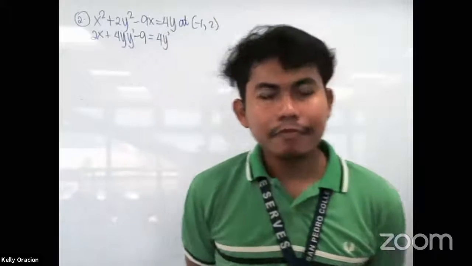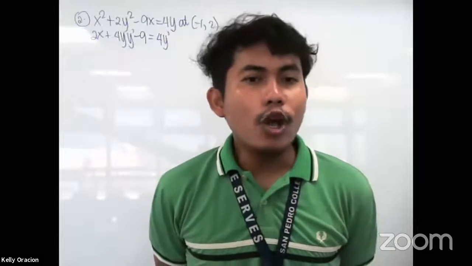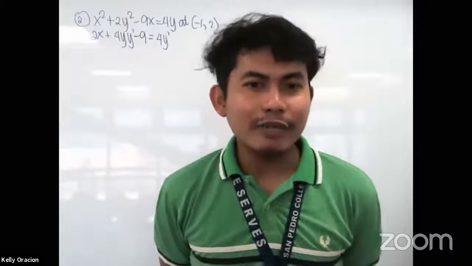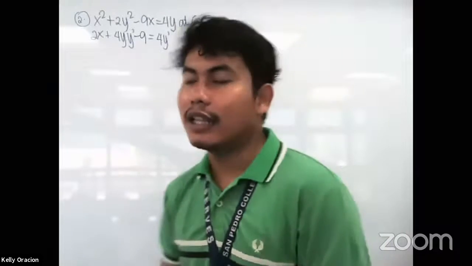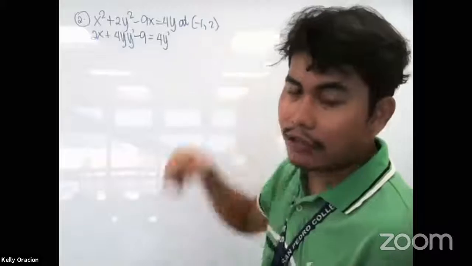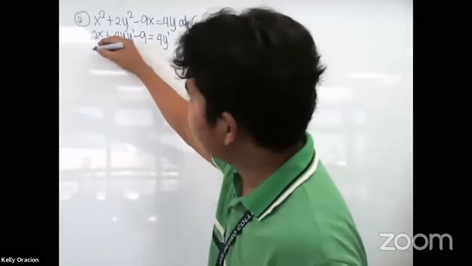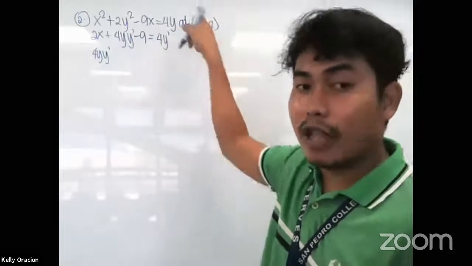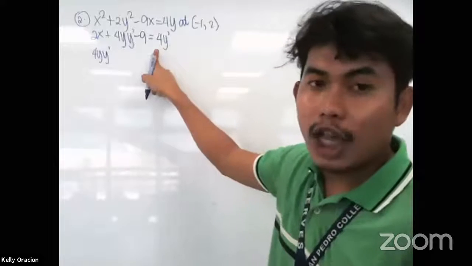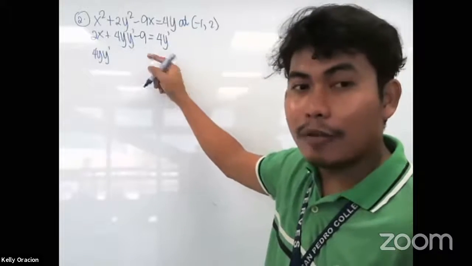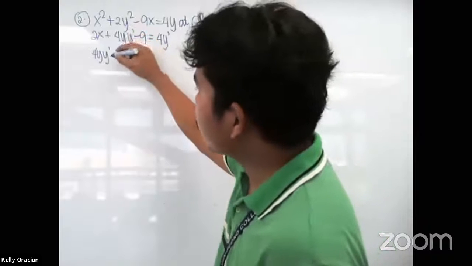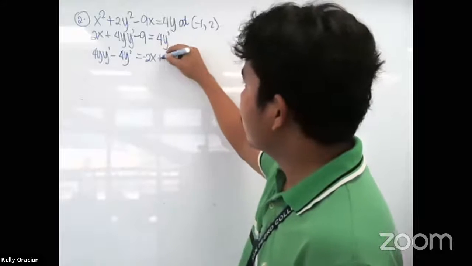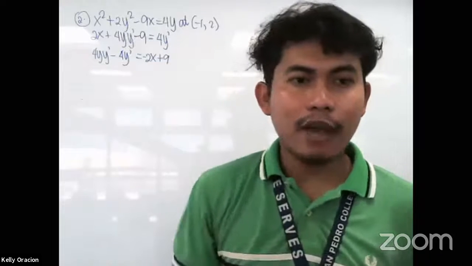And next thing, yung binanggit ko sa video, lahat ng terms na merong y prime ilagay sa right side. Ito, walang y prime, so transpose to the other side. Ito, merong y prime, so as is. Ito, negative 9, transpose to the other side. Ito, 4y prime, meron na siyang y prime, transpose to the other side, it will turn negative 4y prime. So negative 2x plus 9.